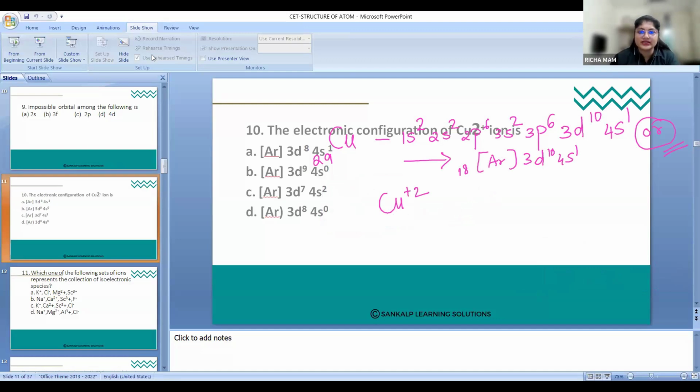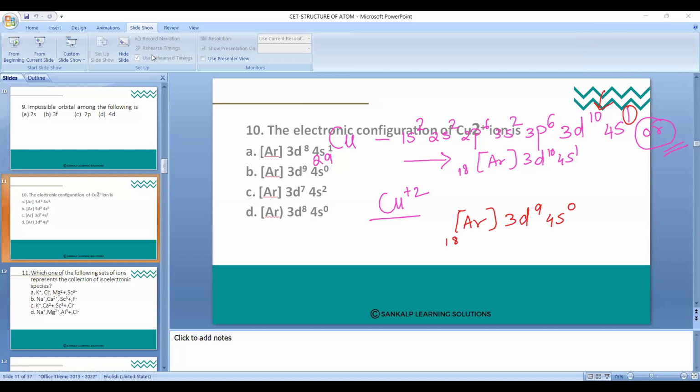So let us write for copper +2. What will happen? One electron will be lost from here, and one electron from here. So it will be argon 18, 3d9 4s0, because no electrons are left. So which is the answer? Option B, ma'am. Yes, option B: argon 3d9 4s0.